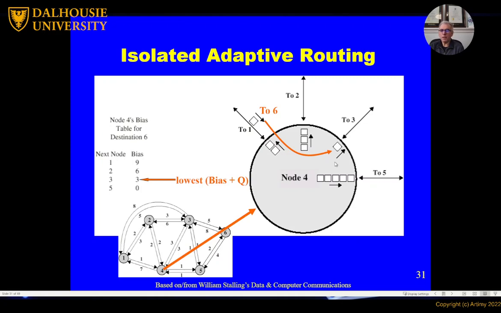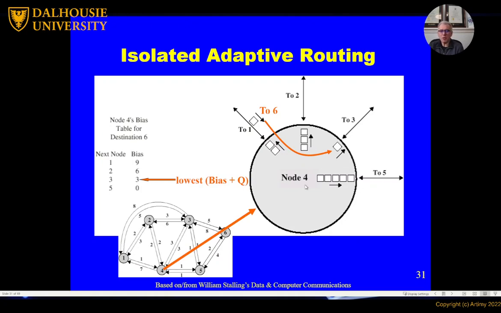It has only 1 packet ahead of it in the queue, while it has more packets ahead of it in the other links. So I'm going to send it to node 3 because it will encounter the least cost, the least delay. All right, so that's adaptive routing.